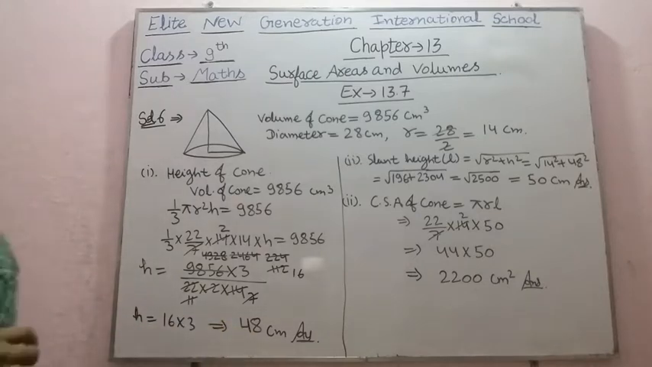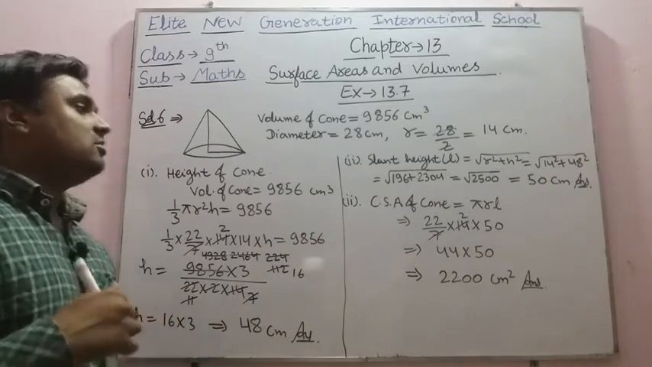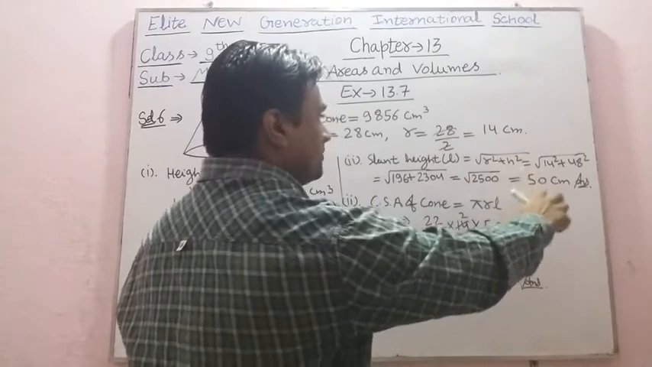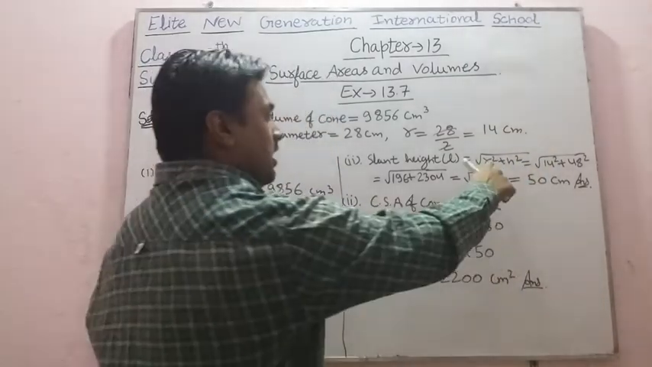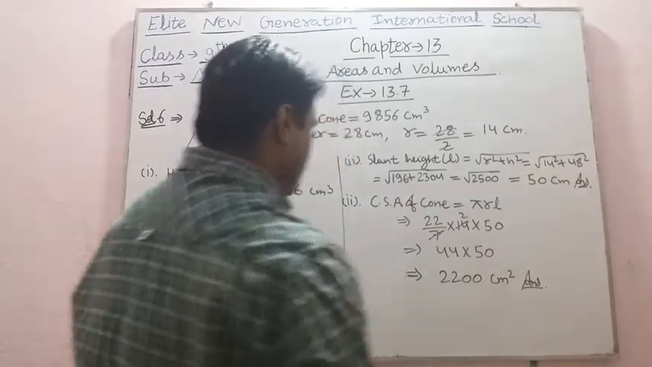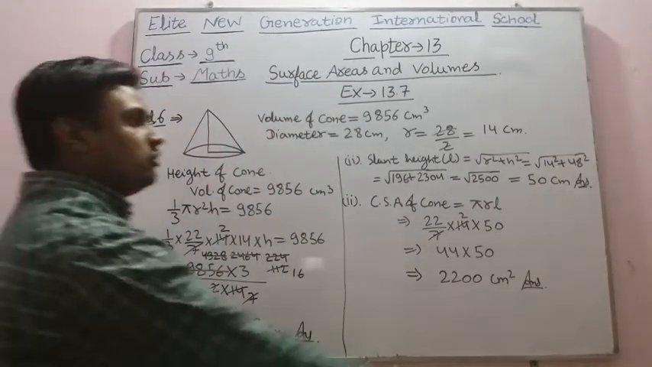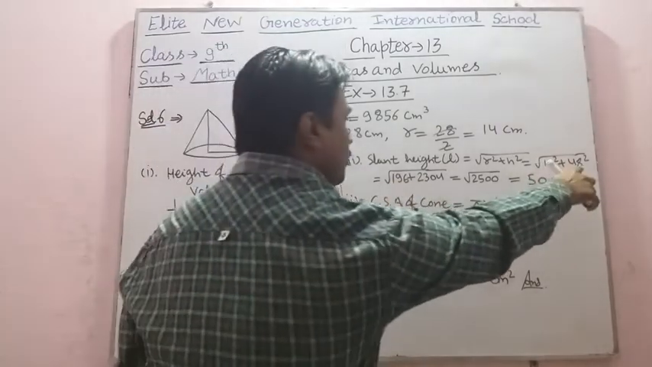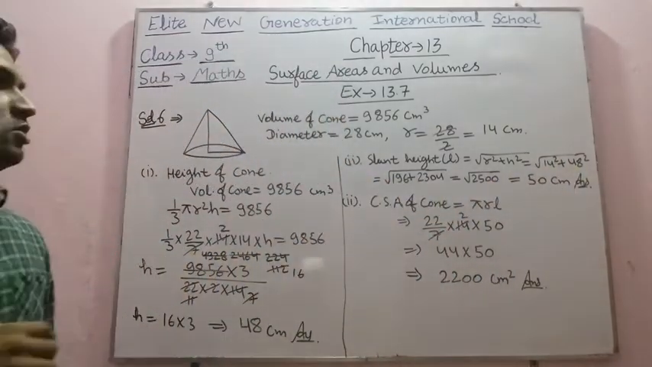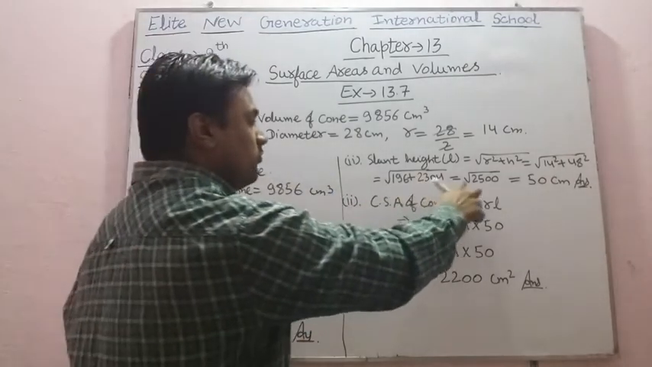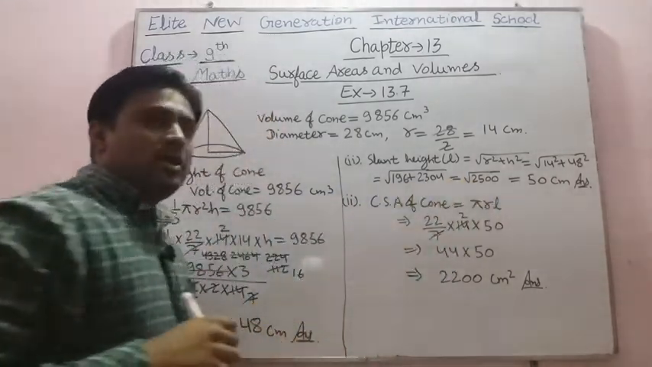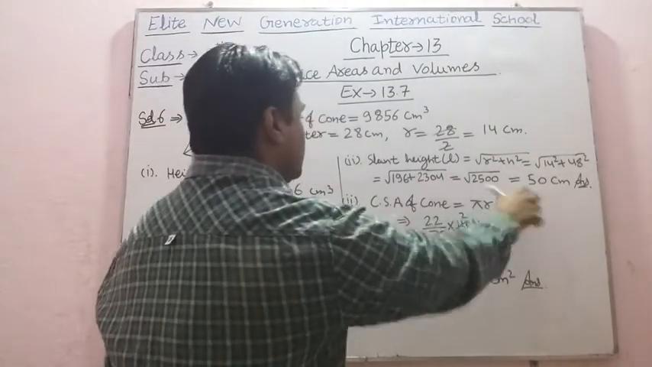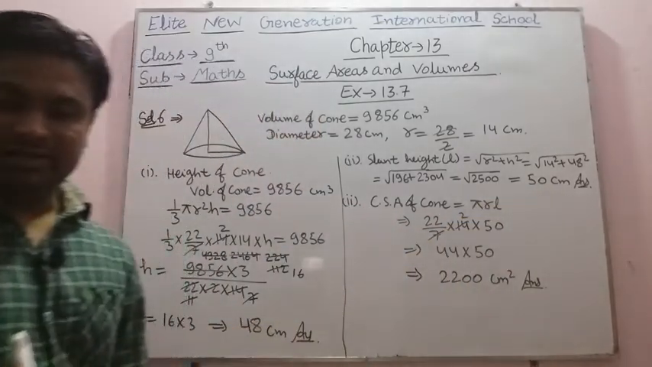Now in the second part we have to find its slant height. The formula for slant height is under root r square plus h square. So r, radius, is 14, so 14 square, plus h is 48, so 48 square. 14 square is 196 plus 48 square is 2304. So 196 plus 2304 will be under root 2500, and the value of under root 2500 is 50 centimeter. So we can say slant height will be 50 centimeter.